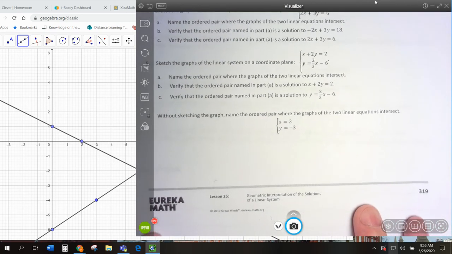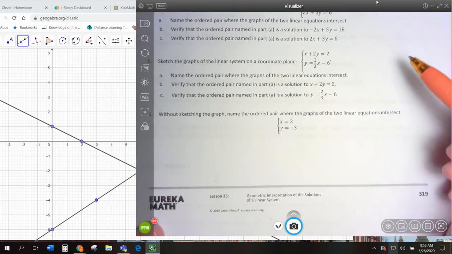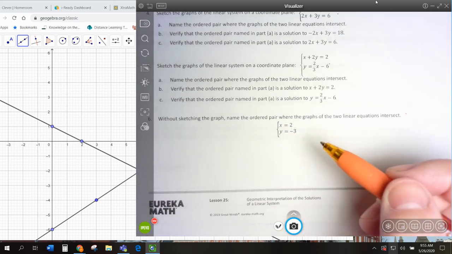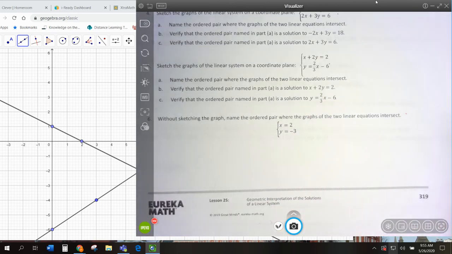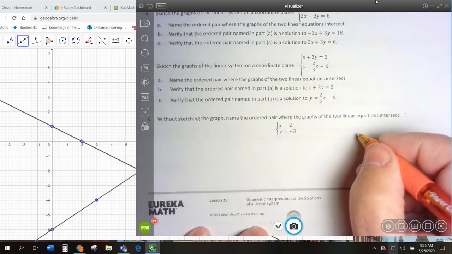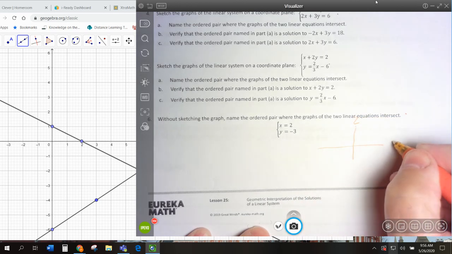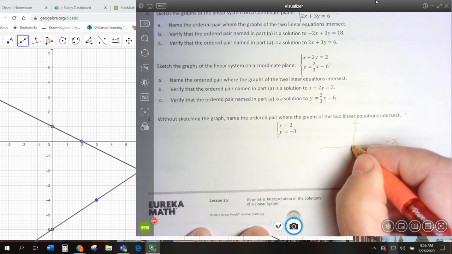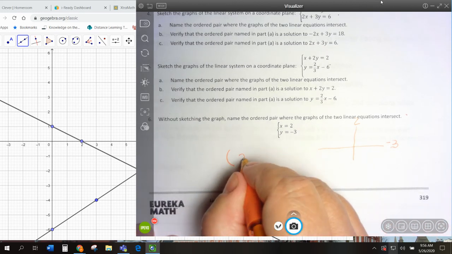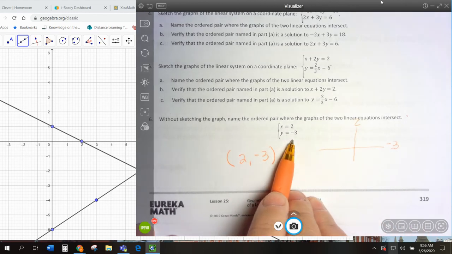Now, without sketching the graph, name the ordered pair where the graphs of the two linear equations intersect. If x is 2 and y is -3, so we have a vertical line at 2. We have a horizontal line at -3, right? So it's going to have to be (2, -3). Our x is 2, our y is -3.